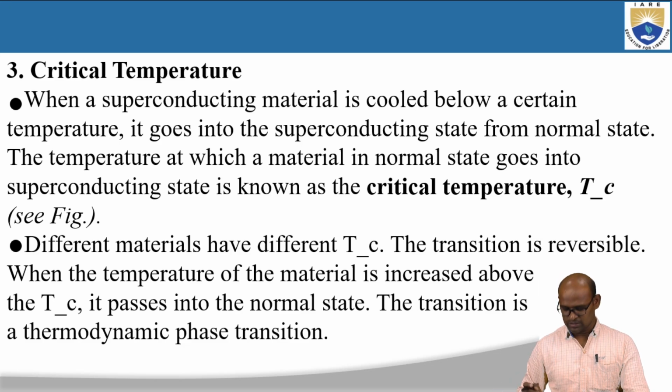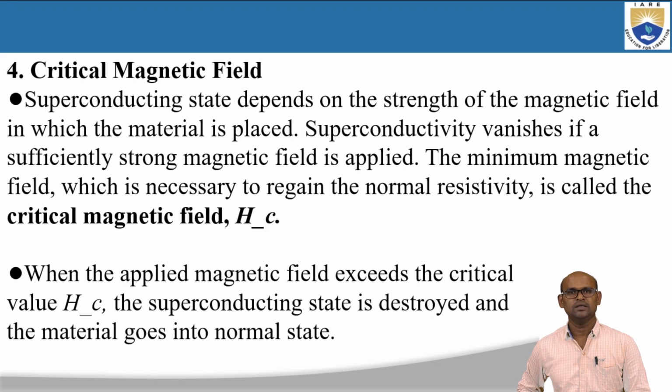Critical temperature, we have just now discussed. If we cool a material in the normal state below the critical temperature, it will go from normal state to superconducting state. So we define the temperature at which the material goes from normal state to superconducting state as the critical temperature.